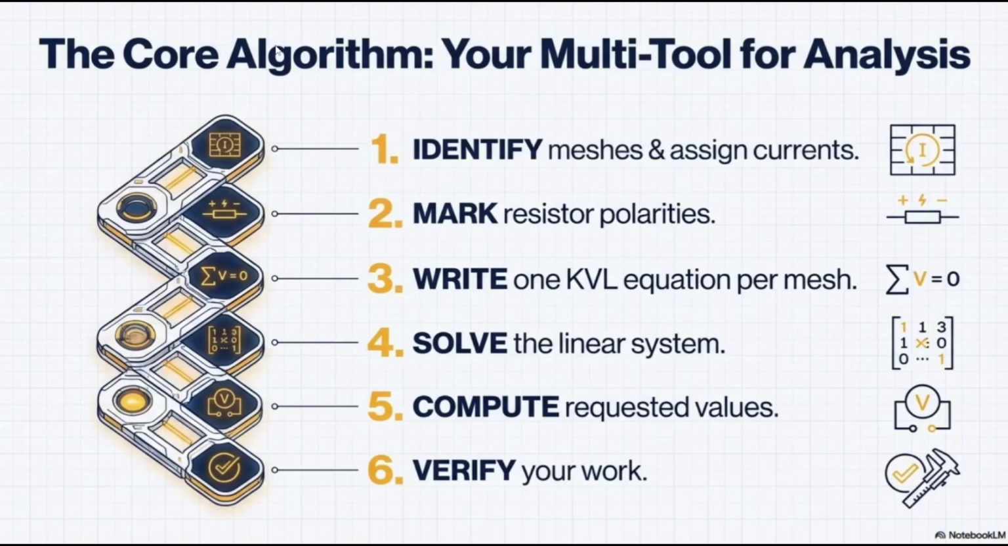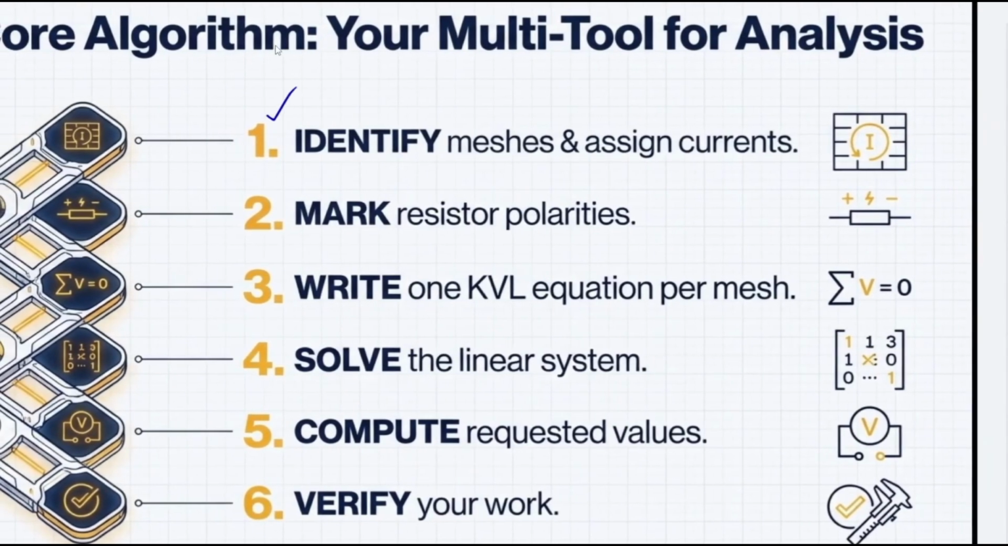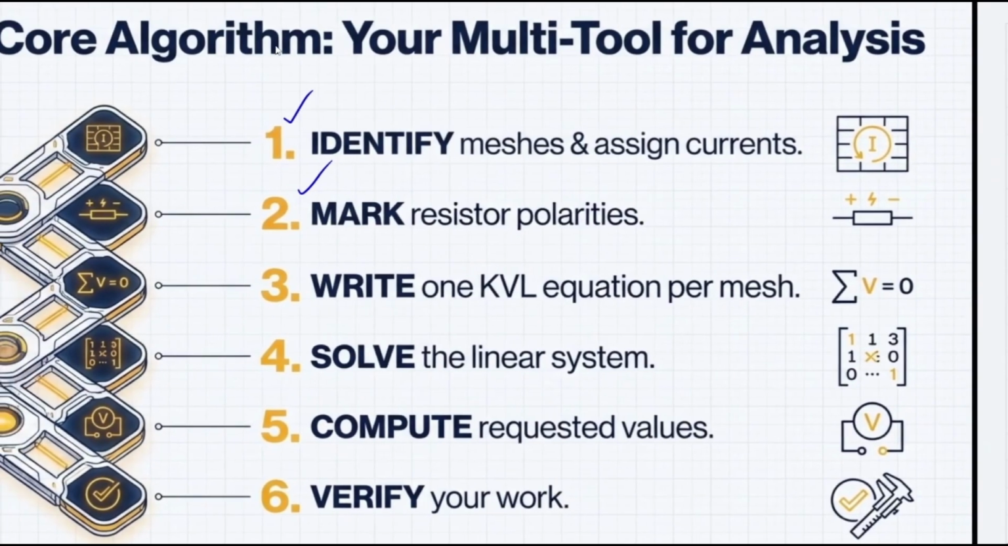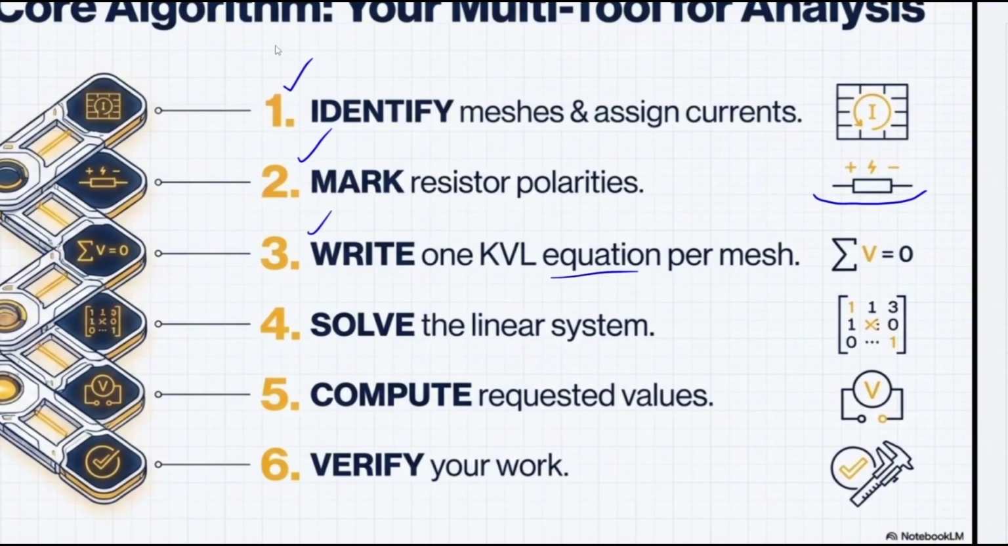So at this point, I'm looking for the algorithm, a multi-tool for analysis. As I just mentioned, the very first thing is to identify. First of all, we have to find all of those meshes and assign a current to each of them. Then I have to mark the resistor polarities. As I just mentioned, we have to consider a specific positive and negative for my components. At this point, we are talking about resistors, in order to see whether we have a voltage drop or a voltage rise. Then we have to write one KVL equation per mesh. This is important.